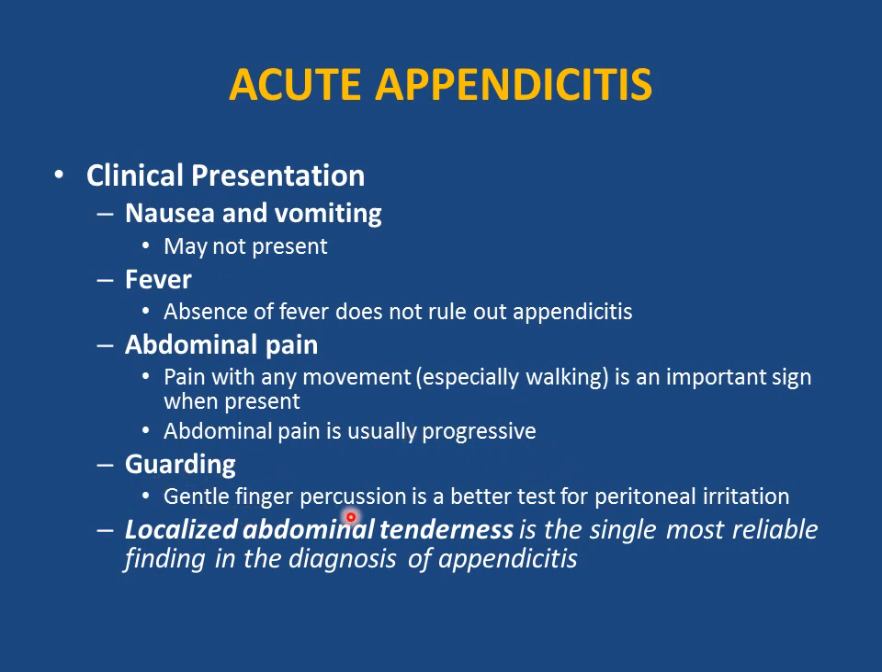Guarding, gentle finger percussion is a better test for peritoneal irritation, so avoid deep palpation, which is very painful. Localized abdominal tenderness is the single most reliable finding in the diagnosis of appendicitis, so repeated physical exam is very important and a close follow-up for the diagnosis of appendicitis.